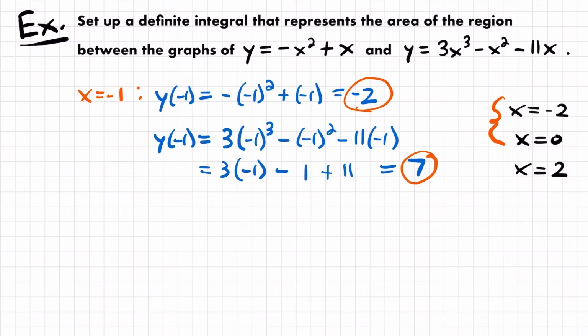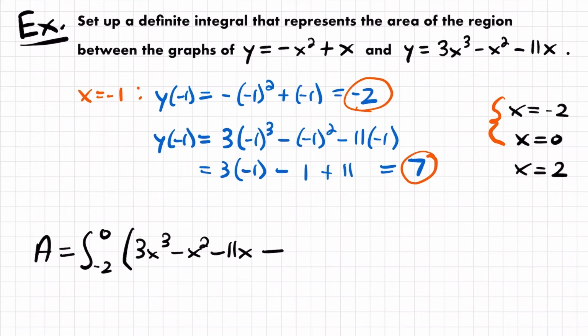For that shaded region, it looks like this function right here, 3x cubed minus x squared minus 11x, is our top function. Let's set up our first definite integral that will represent the area of the region between these two functions. The area is equal to the definite integral from negative 2 to 0, that's our first region here, of the top function, 3x cubed minus x squared minus 11x, minus the bottom function, which is this one right here. So we'll have negative x squared plus x, and then we will close that and have dx. All right, so that is our first definite integral that represents the area of this region, but that's only half of that region that we need to calculate.